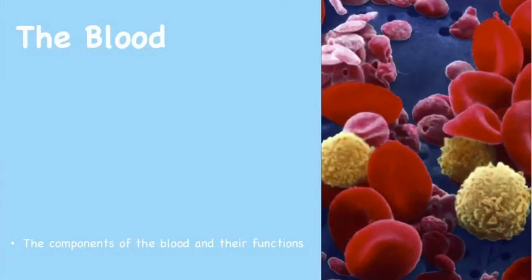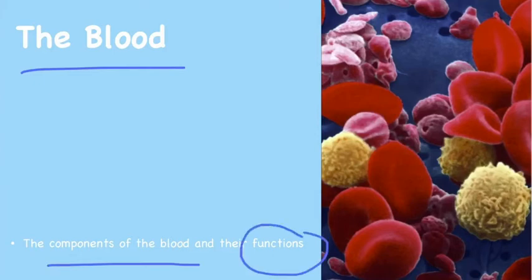So today we're going to be talking about the blood. I'm going to talk about this in two different sections. First of all, we're going to mention what the different components are of the blood, so what different things make up our blood, and then we'll talk about their individual functions and roles in the body. So let's get into it.